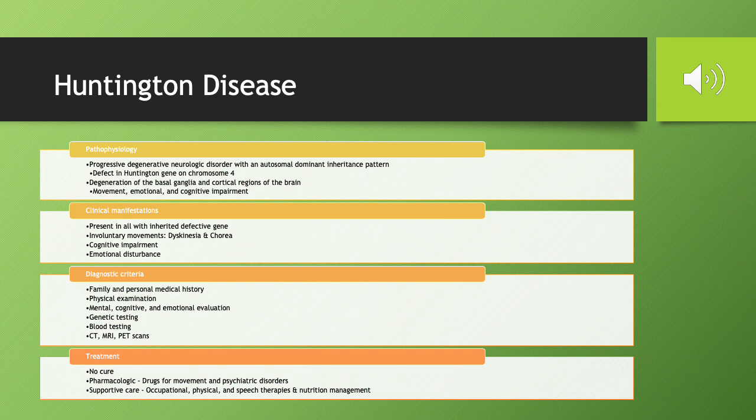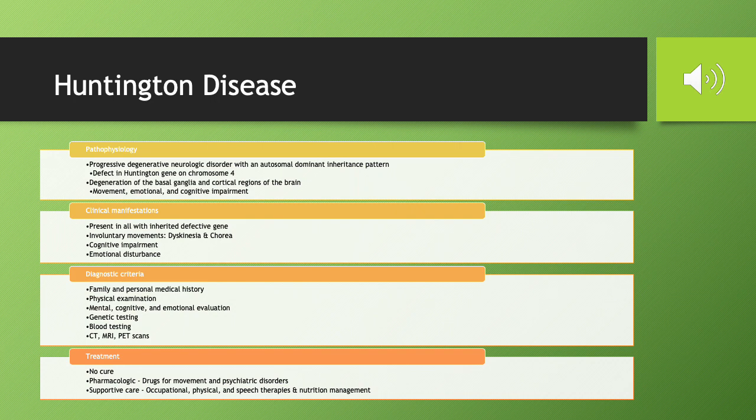The diagnostic criteria includes a medical history, physical examination, and then they look at your family history specifically because it is a genetic disorder. So they'll look at the chromosomal makeup of your family members, particularly the paternal and the mother side, to see what may have happened. Again, they will look at your cognitive and emotional evaluations. They'll look at your mental evaluation. Lots of genetic testing will be conducted.